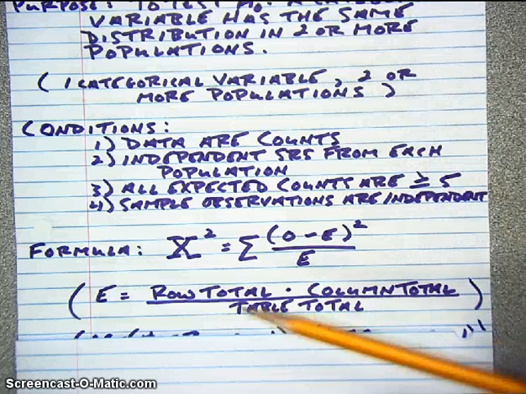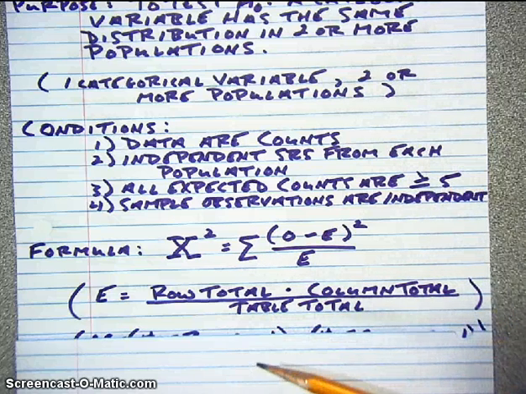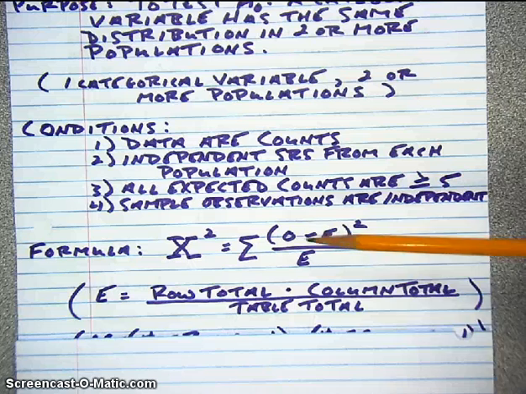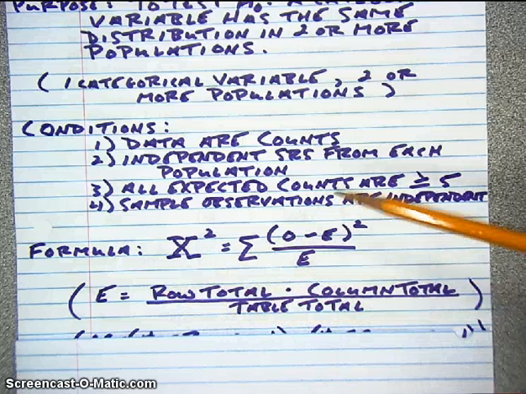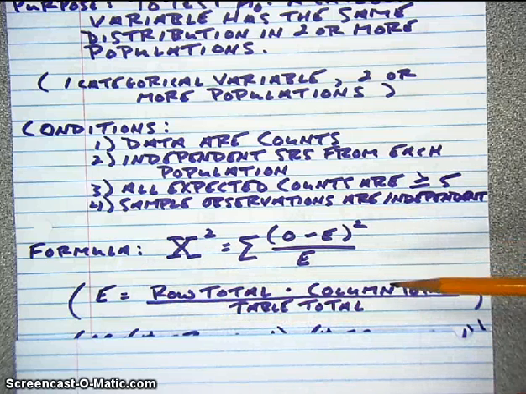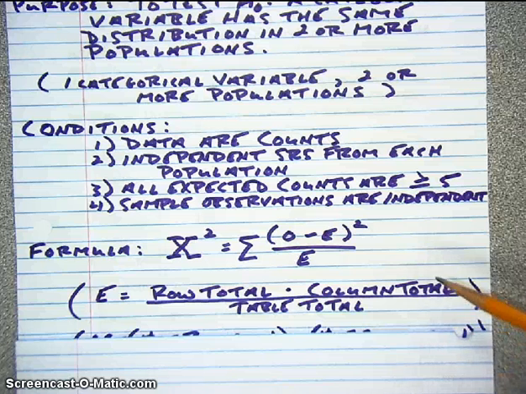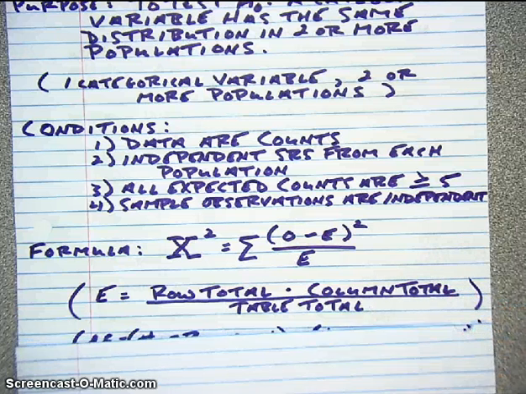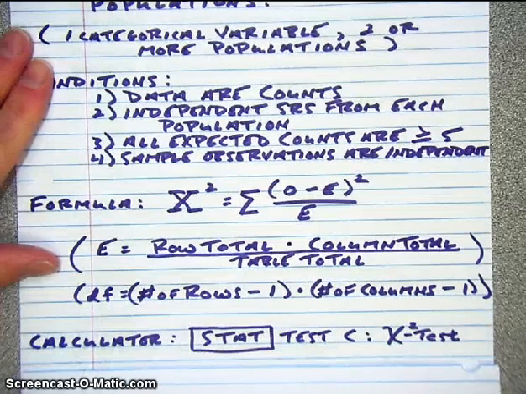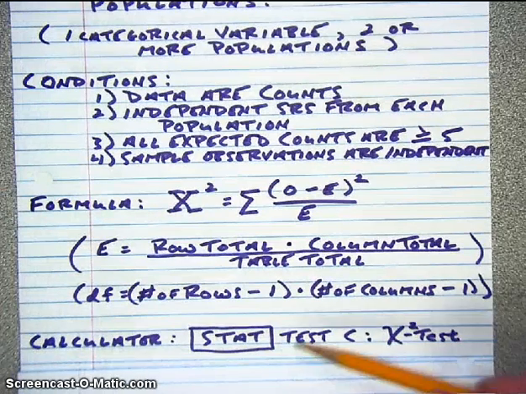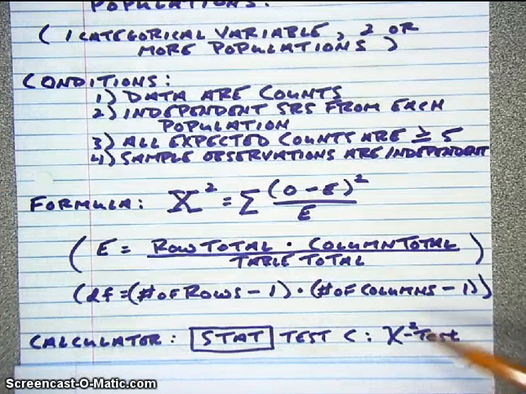The expected counts are calculated a little bit differently in this case compared to the goodness of fit test. You multiply the row total, that's the total at the end of the row that you're calculating that expected count for, times the column total, the total at the bottom of the column that you're calculating the expected count for, and divide by the table total. The degrees of freedom are the number of rows minus 1 times the number of columns minus 1. And you can find this on your calculator at STAT, TESTS, C. It's chi-square test.